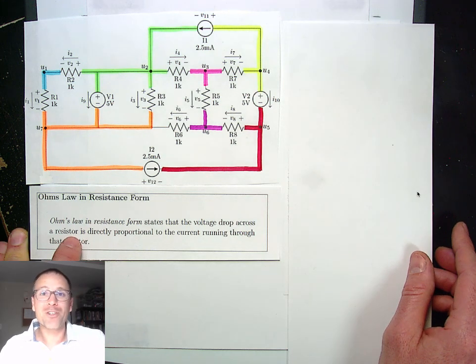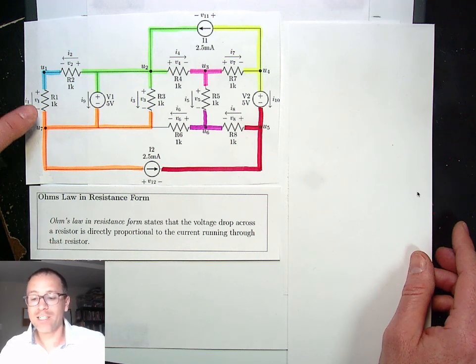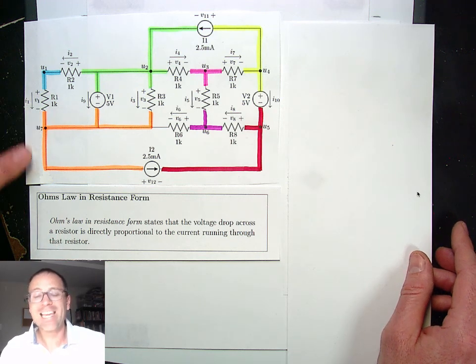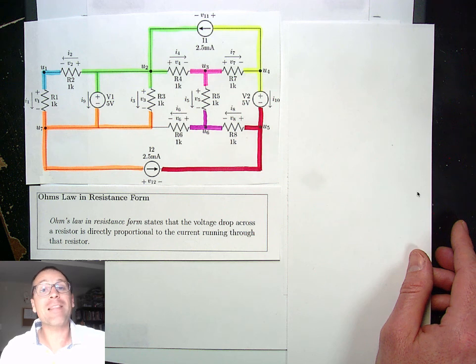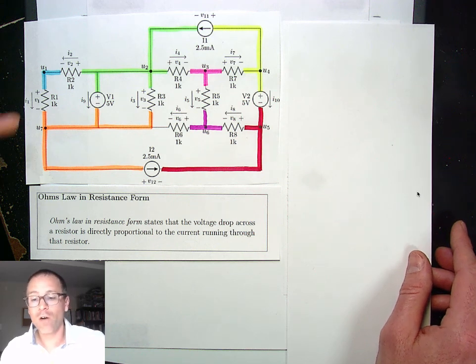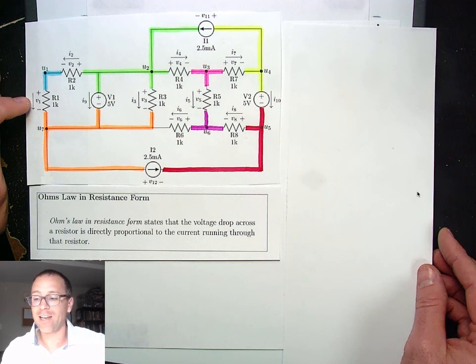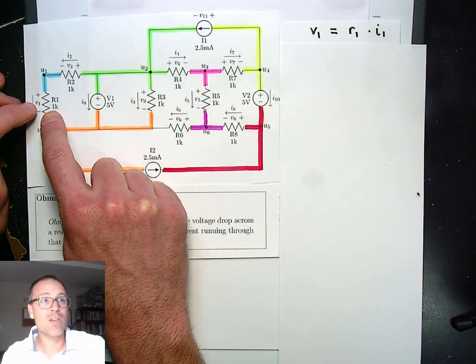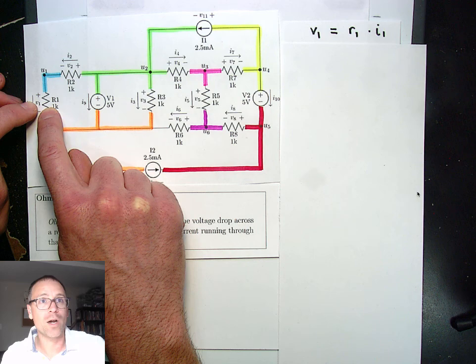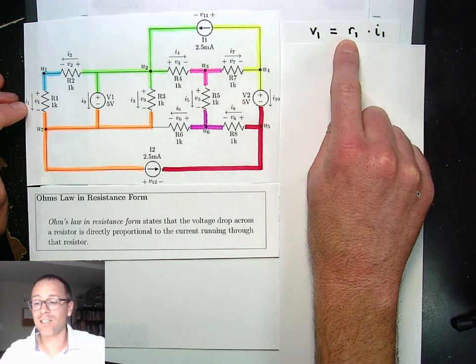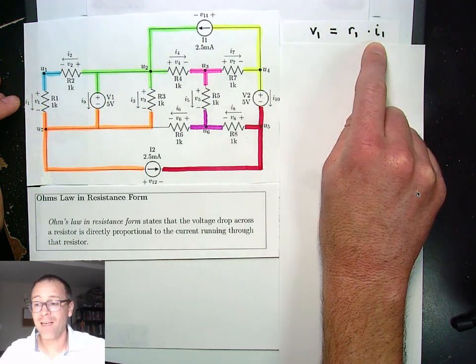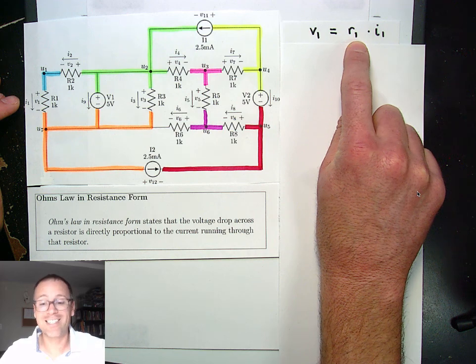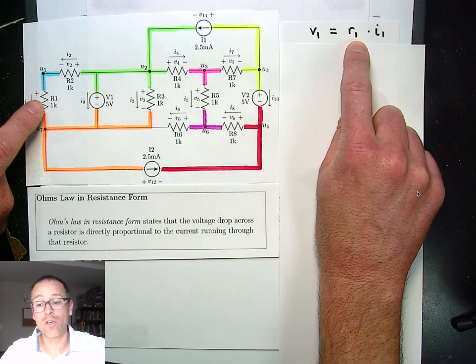The first version we're going to do of this is Ohm's law in resistance form, and that says that the voltage drop across each individual resistor is directly proportional, it's linearly related to the current running through that resistor. Another way to say that is if I look at resistor 1, the voltage drop V1 across resistor 1 is going to be some constant times the current running through that resistor. That constant is called resistance, and it's the stated value of that resistor.